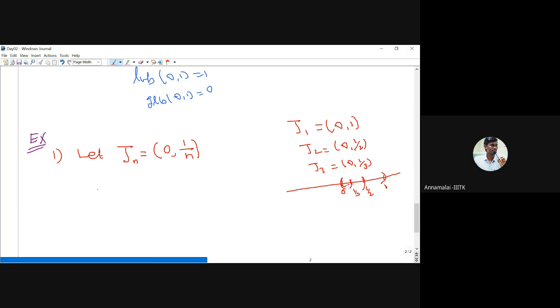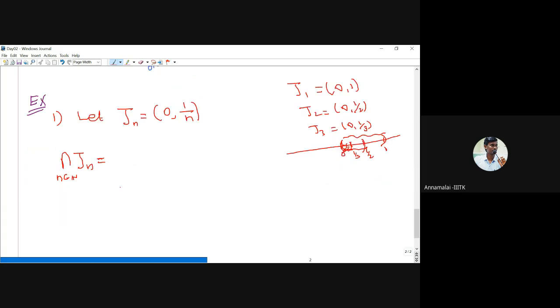Now you take the intersection of all the Jn's, the intersection of Jn where n in N. So first this is J1, this is J2, this is J3, and so on. Take the intersection of all of them, what will we get? What is the intersection? Look at this, 0 is not there, 0 is open. So it should be the empty set. There is no element in common.